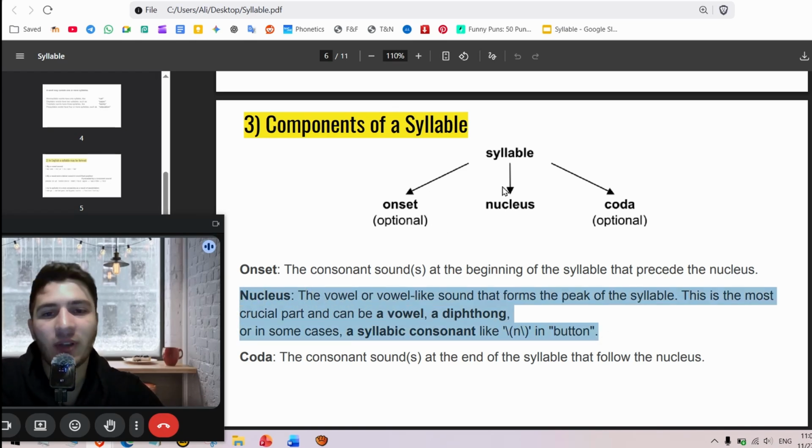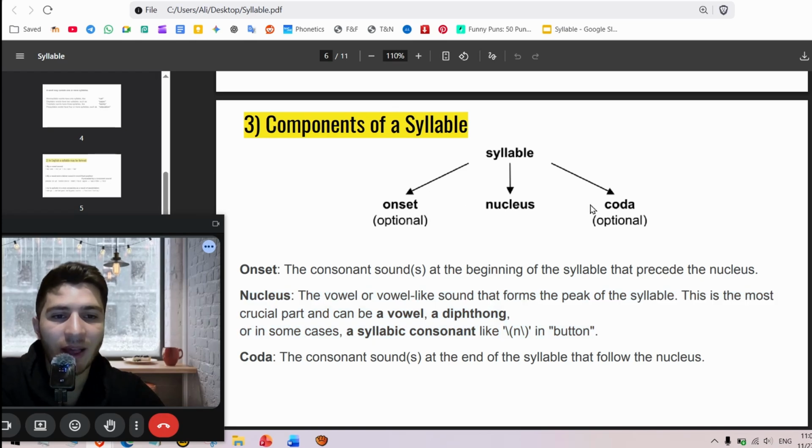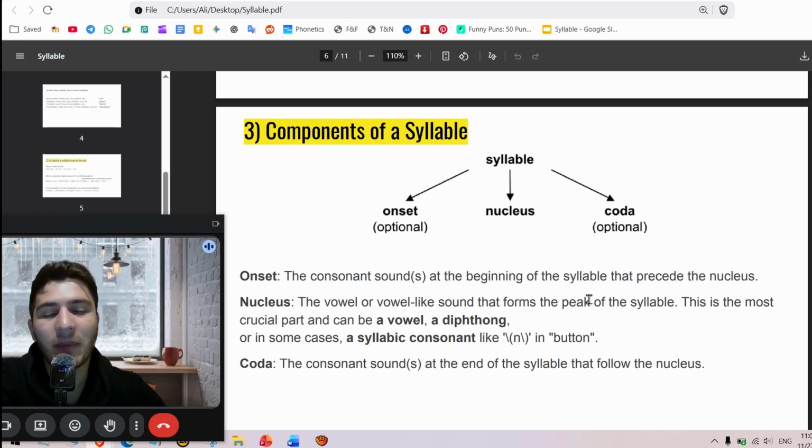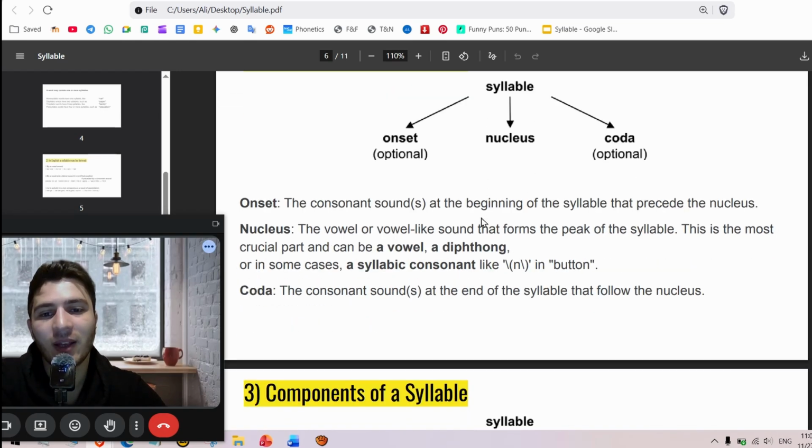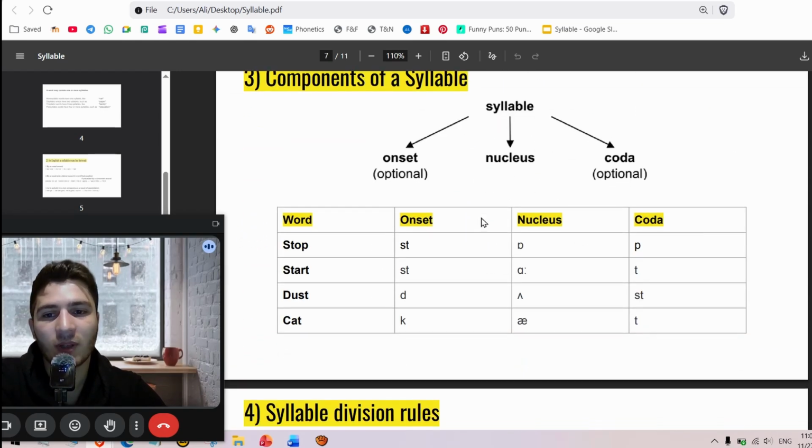But before nucleus we have onset, and after the nucleus we have coda. And as you can see, the word optional is written below onset and coda because they are still parts of a syllable. Onset is the beginning part, coda is the last part, but they are optional. A syllable may be formed without them, but a syllable may not be formed without a nucleus. Let's see examples to some words.